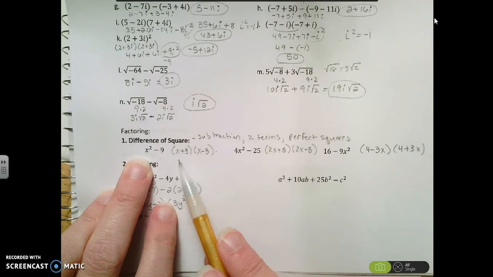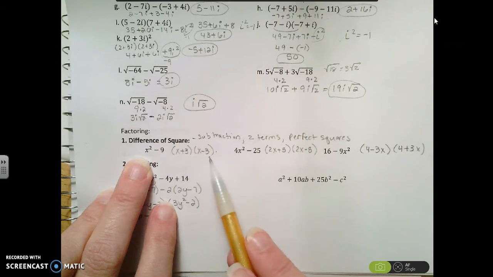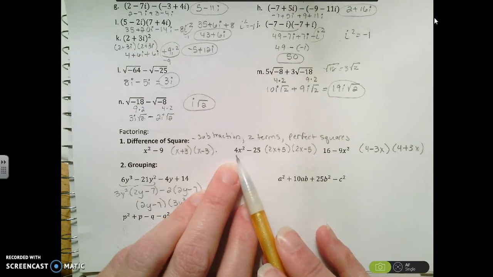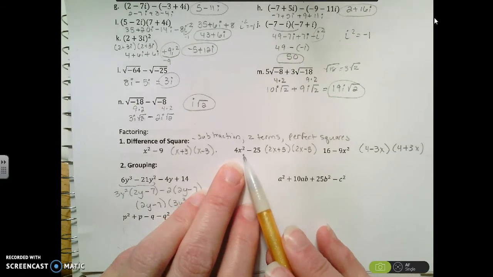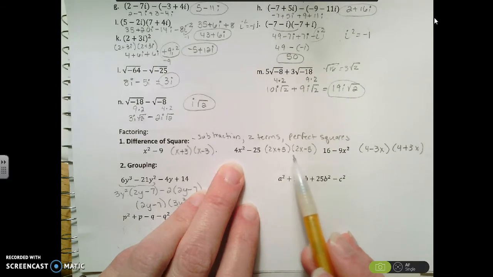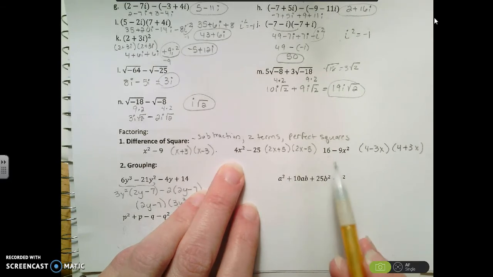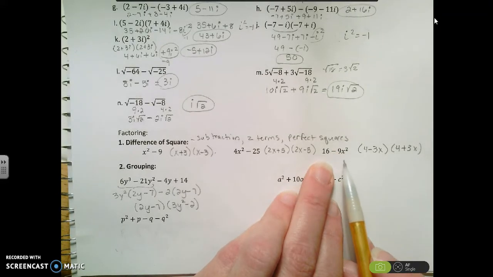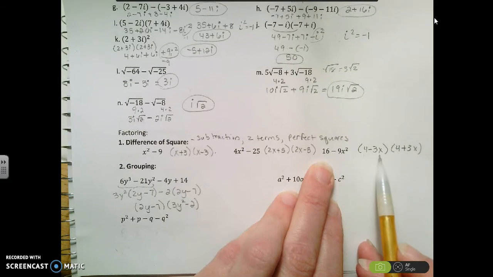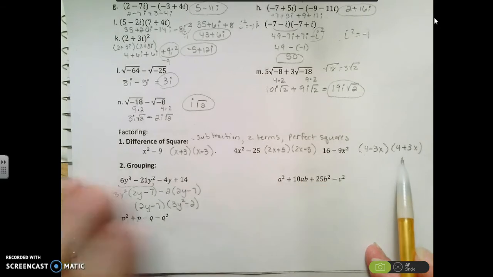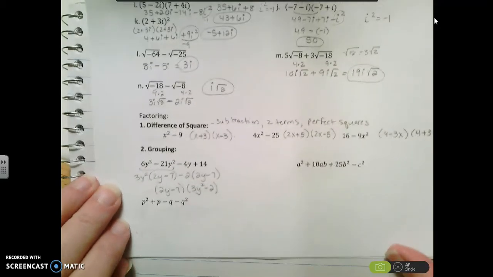So I can factor that by doing x plus 3 and x minus 3. Here's another one. 4x squared is a perfect square, 25 is a perfect square, so that would become 2x plus 5 and 2x minus 5. Another one here, 16 is a perfect square, 9x squared is a perfect square, so I would have 4 minus 3x and 4 plus 3x. So those are one kind of factoring you need to make sure you're comfortable with.